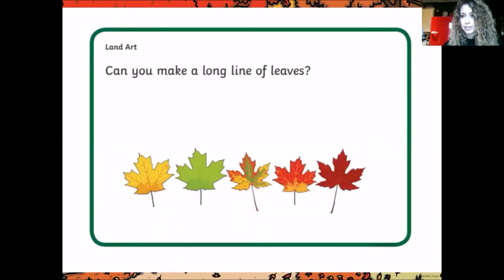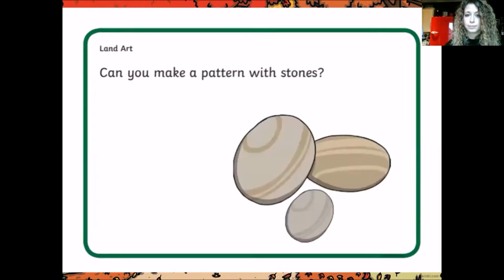Now, we've got some challenges here. The art we're going to do today has something to do with this one. Can you make a long line of leaves? So you might have gone foraging and found a load of leaves, which we can use in our art today.